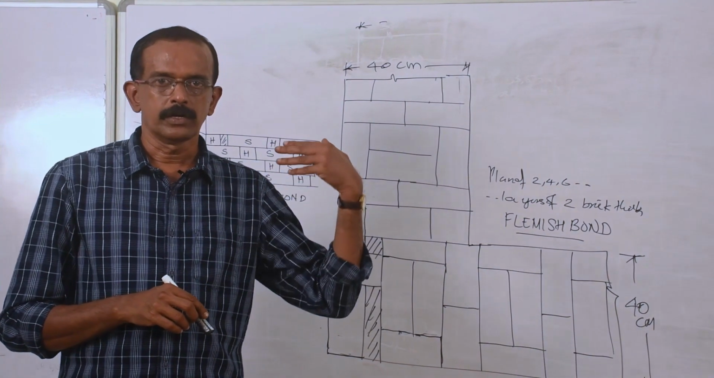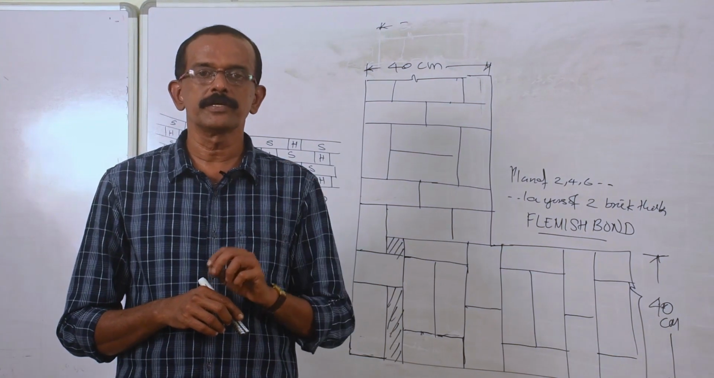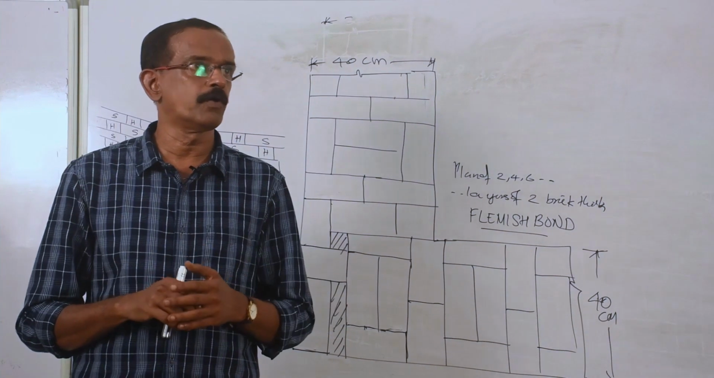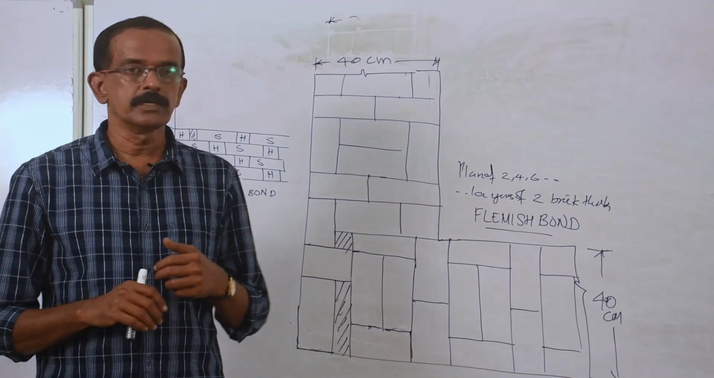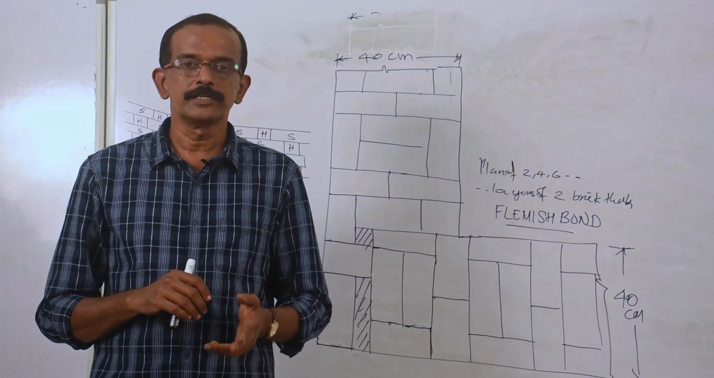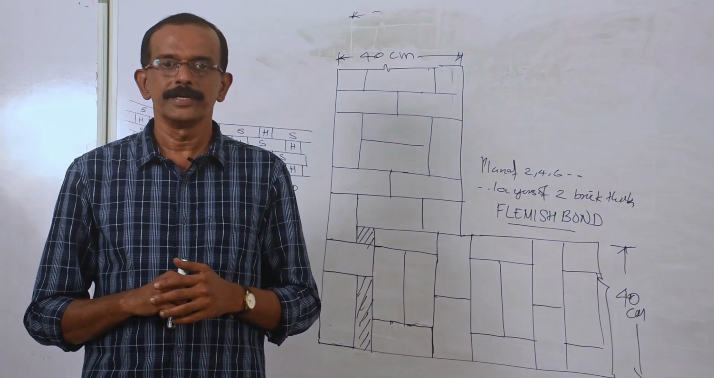And we have drawn the top view of the English bond 20 centimeter, English bond 30 centimeter, English bond 40 centimeter for a corner of the wall. Then we have seen the Flemish bond 20 centimeter, 30 centimeter, 40 centimeter for the corner of the wall, top view. Hope it is clear for you.